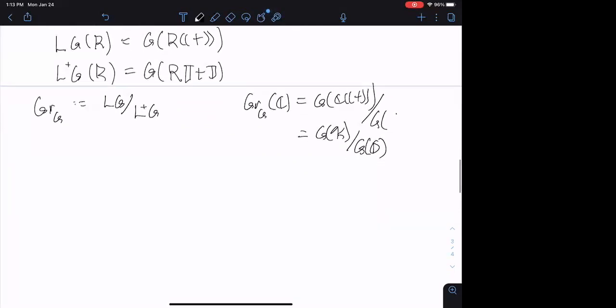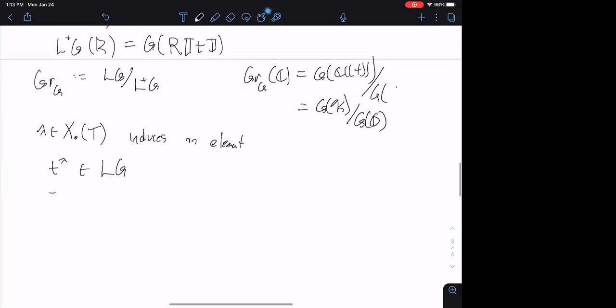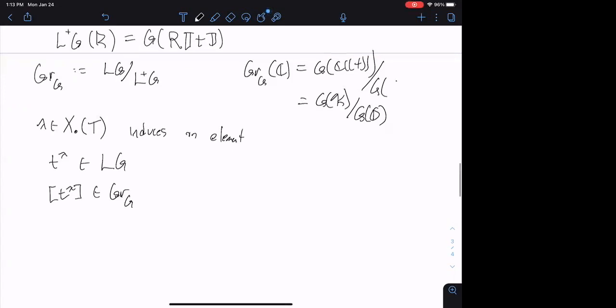Okay, I should also mention, of course, that for every co-character lambda inside the co-character lattice, lambda will induce an element, which I'll denote by T to the lambda inside the loop group. And I can write its image, T to the lambda, inside the affine Grassmannian. So I have these distinguished elements inside the affine Grassmannian associated to every co-weight of my torus T. And this map is just given by taking the image lambda of a uniformizer T. This is going to be inside T(K), and then this includes inside G(K). Okay, this is mostly the notation.